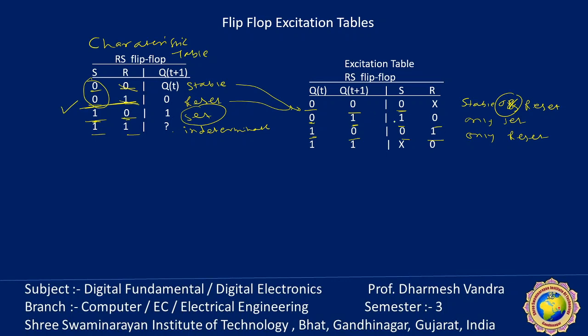And 1, 1, that means the output is stable or reset. Stable means 0, 0, and reset means 0, 1. So that means R must be 0 and S is X. Okay, it is set, not reset. So in this way, we can understand what input value combinations are required to satisfy the Qt and Qt+1. This is called an excitation table.